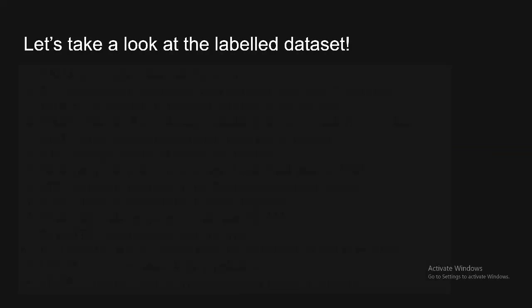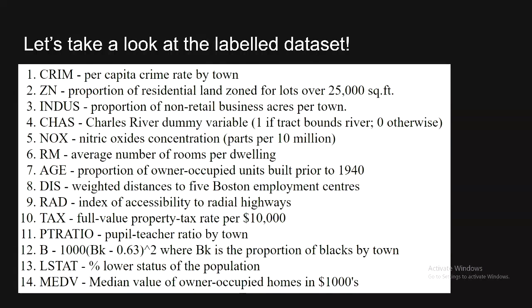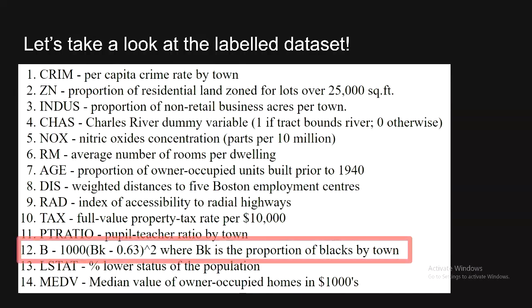Well, let's look at the data set. I kind of hid what the features were for the homework, but let's take a look. Okay, so what number was it? It was number 12. Let's take a look. Oh, it's the proportion of blacks by town. That's not good.